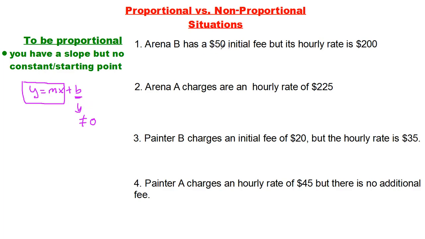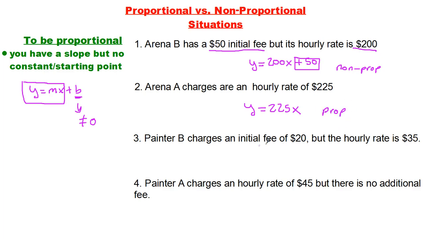Arena B has a $50 initial fee. So I have a starting amount, but the hourly rate is 200. So if I were to write an equation, it would be y equals 200x plus 50 because of this initial starting amount. Because I have this plus 50, this is going to be non-proportional. Arena A charges an hourly rate of $225. Okay, so it's just y equals 225x. So in this case, since I'm not adding or subtracting anything extra, this will be proportional.